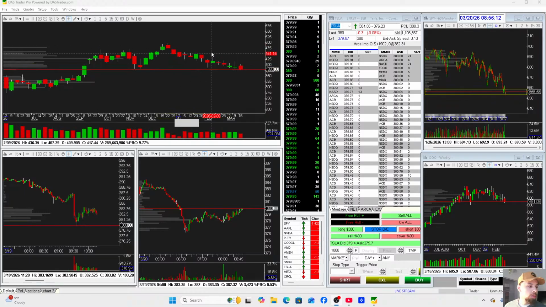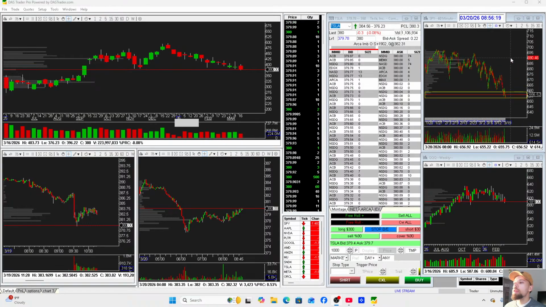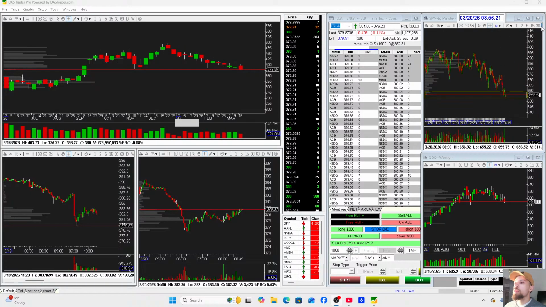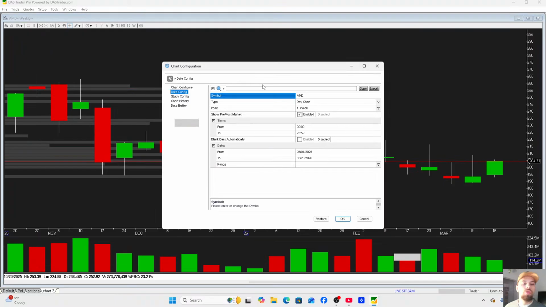Cleaned up my charts a little bit, took a couple things off, and I'll go into detail why here in a little bit. I'm going to start with just marking key support and resistance areas. Let's see, we'll start with the SPY.